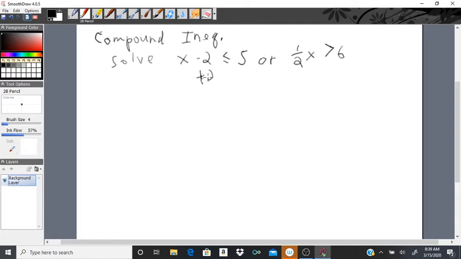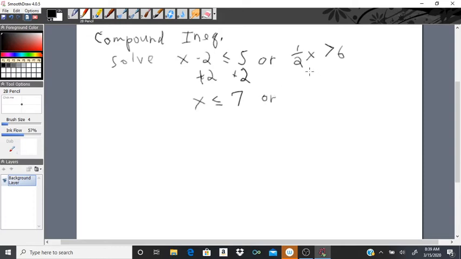Plus 2 on the left, plus 2 on the right, and we get x is less than or equal to 7. Okay, that was pretty quick. The word or is going to be there.